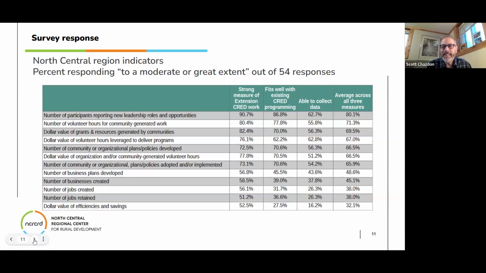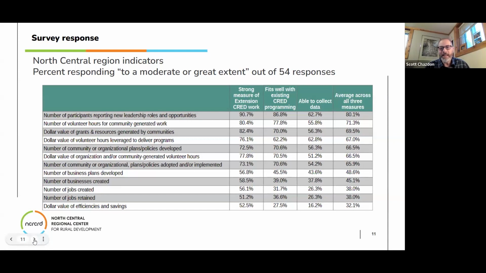So what I did is I took an average across all 3 of those different ways of measuring the quality of each indicator, to give an overall sense so I could sort these. It gives you a pretty good feel. There's a pretty big gap between the one about the number of community or organizational plans adopted and the next five after that. There's a big drop off there.